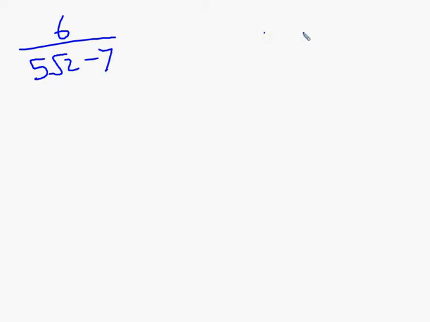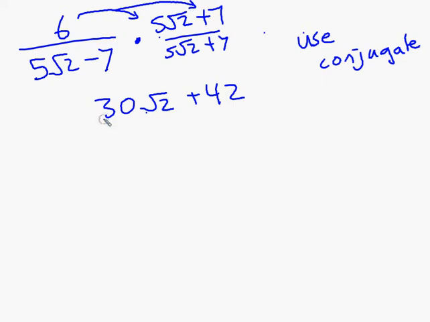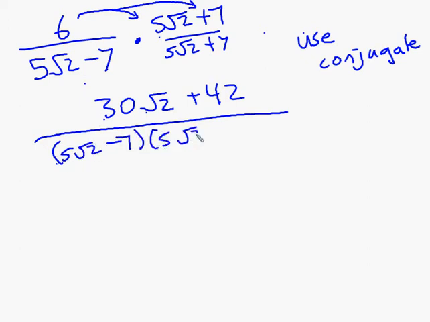To simplify that, to rationalize, I'm going to use the conjugate. So what's the conjugate of that? Well, 5 root 2 plus 7. It's a little bit more complicated than before, but all you have to do is change the sign in the middle. So that gives me 30 root 2 plus 42. Any questions where I got that? I took this 6 and multiplied it by both of those. And then at the bottom, I'm going to have to do this multiplication: 5 root 2 minus 7 times 5 root 2 plus 7.